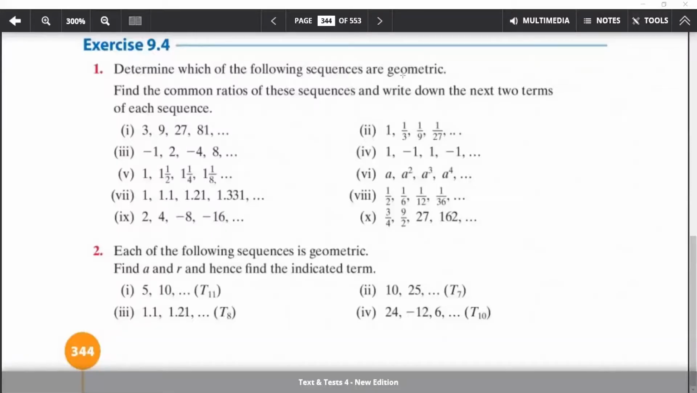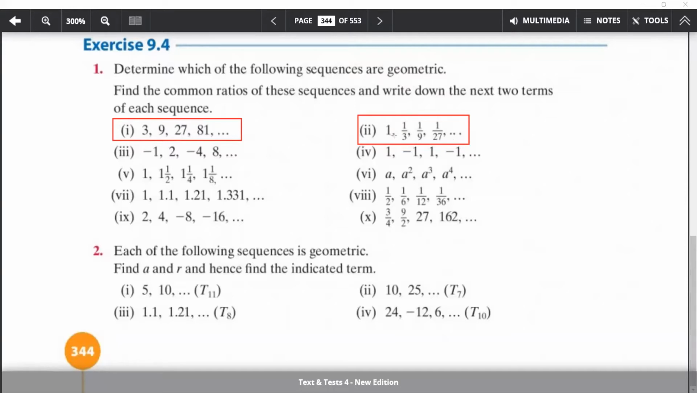How you doing, guys? We're looking at geometric series in this section. That's Text and Tests 4, page 344, exercise 4.9. This set of numbers here is called a geometric series because if you go from term to term, you multiply by the same number with each step. Okay, so in this case, you're multiplying by 3 with each step. In part 2, you're dividing by 3, or multiplying by a third, with each step.